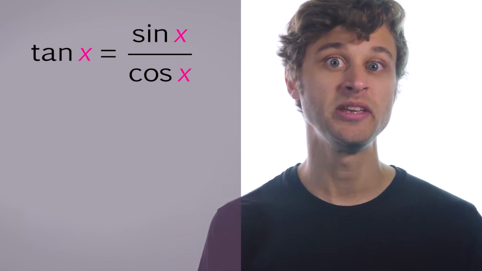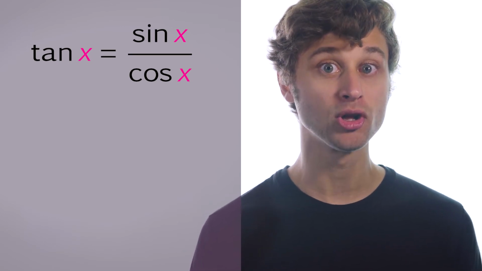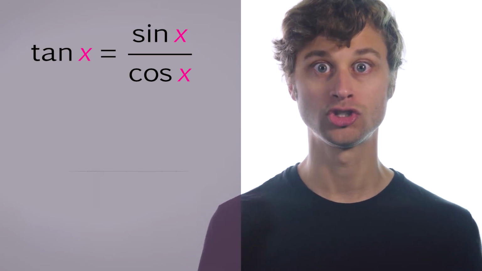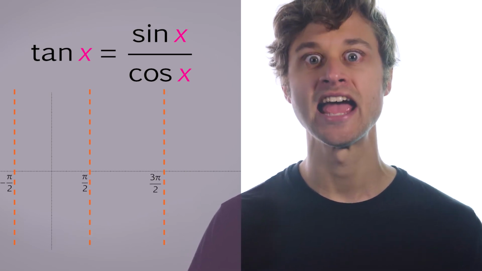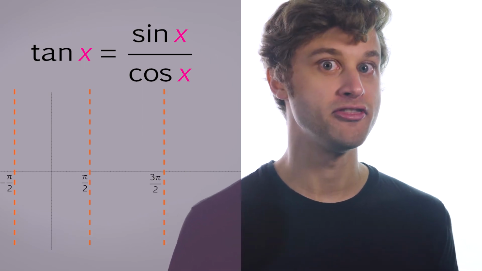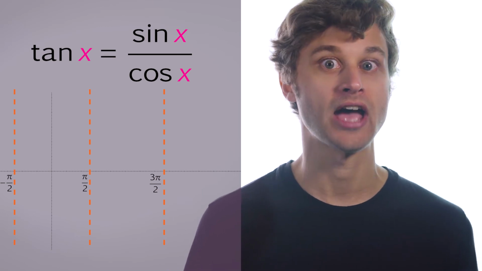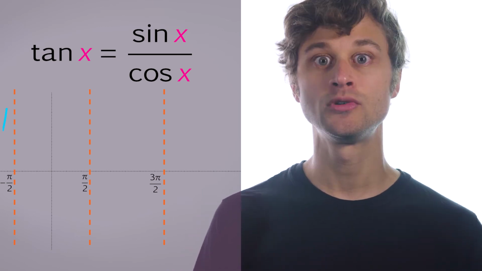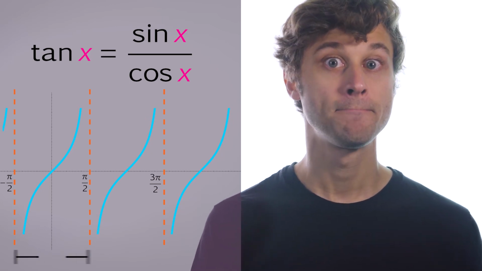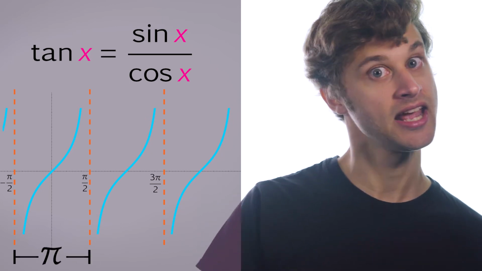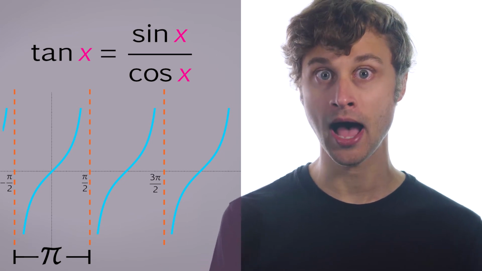In fact, it's going to be undefined at every odd multiple of pi over 2. So -pi over 2, pi over 2, 3 pi over 2, 5 pi over 2, etc. At each of these points, we are going to have a vertical asymptote. As you can see, the interval between each of these vertical asymptotes is pi. Pi over 2 minus -pi over 2 is equal to pi.